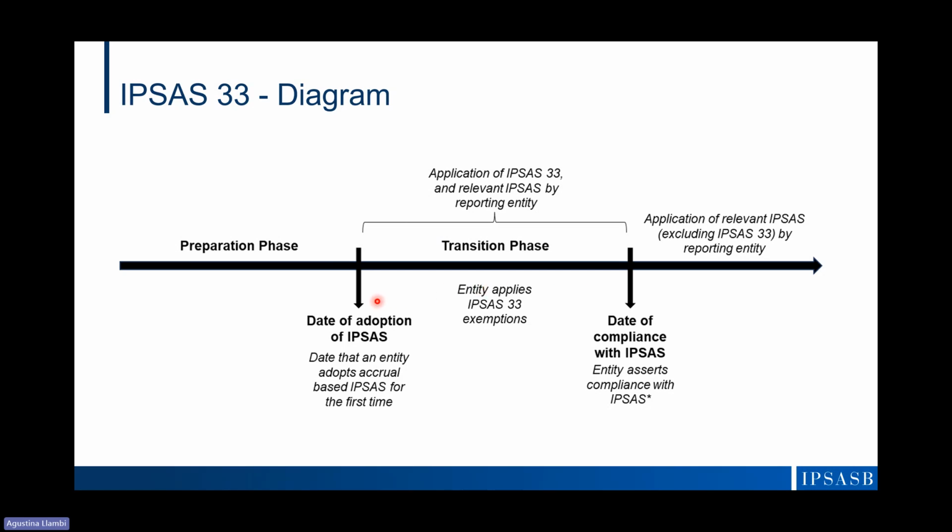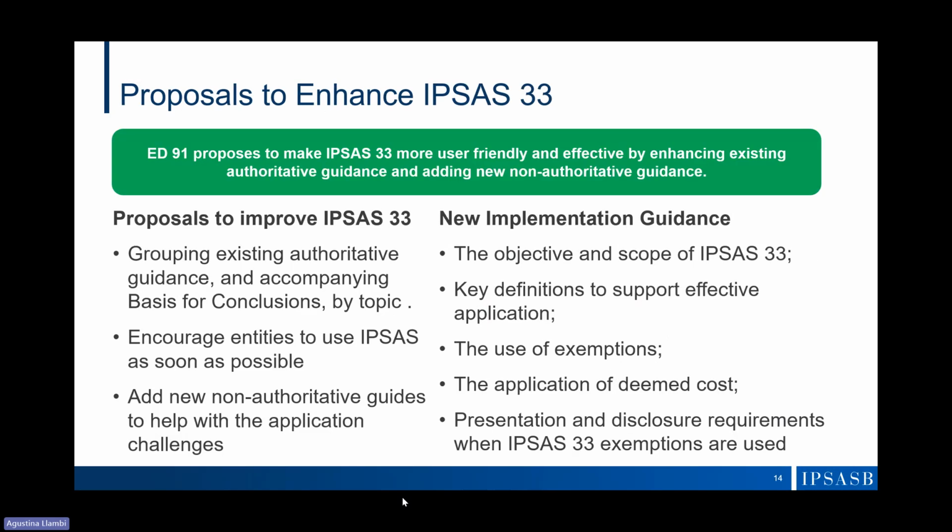Truly, the intention of IPSAS 33 is to help entities apply it and stop using the exceptions within the 3-year period as fast as possible, as opposed to using them across. So those are the two focuses. And the IPSASB determined that to address those challenges, they were going to provide and reorganize the information of IPSAS 33. So what you have right now is that in ED 91, the specific proposal is to make IPSAS 33 more user-friendly and effective as to how entities use it.